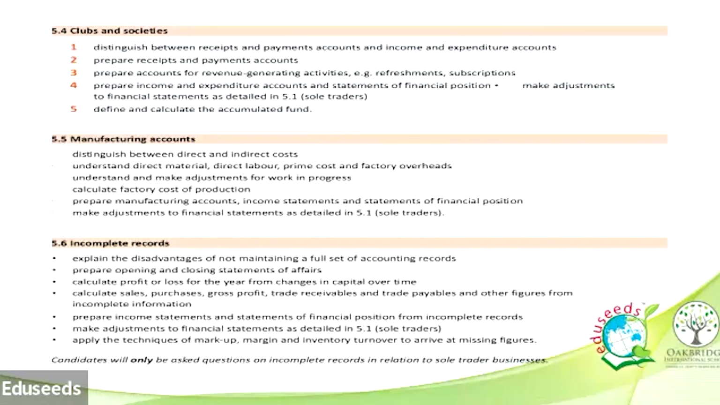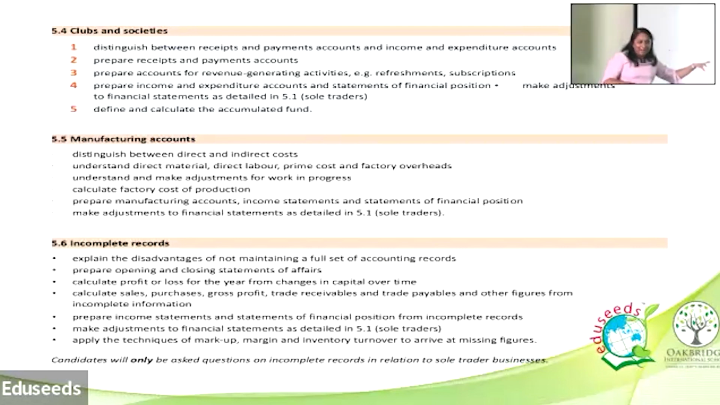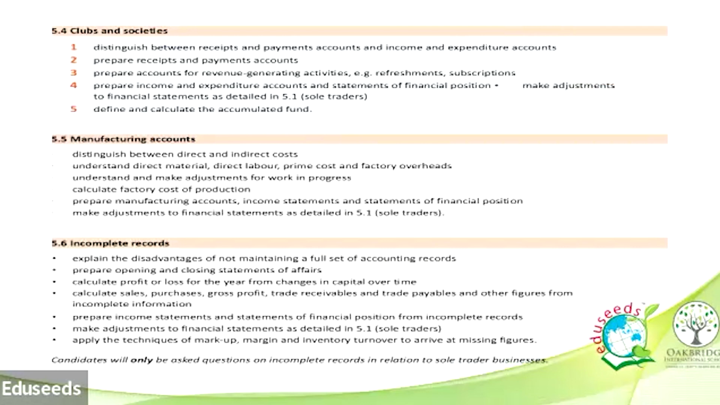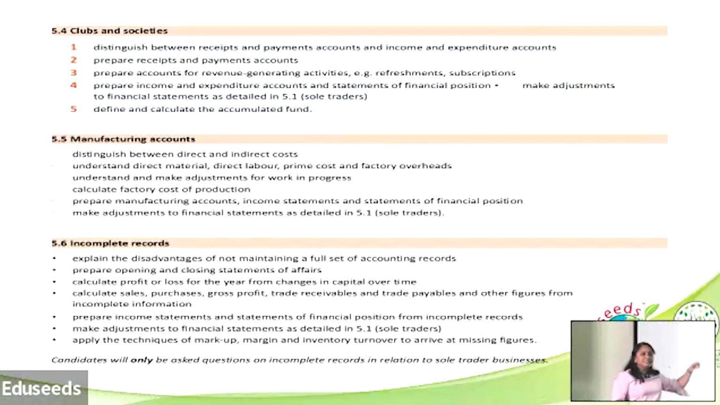Okay, then you also have manufacturing accounts, right? Just now, sole trader, what do they do? They buy and they sell. What manufacturers do is they don't just buy and sell. They buy raw material, they make the product, and then they sell the product. And then here, the accounting will be different, right? When you buy the raw material, you have direct costs, you have indirect costs, you have direct materials, direct labor, you got prime costs, you got factory overheads. All these terms I don't see in other organizations.